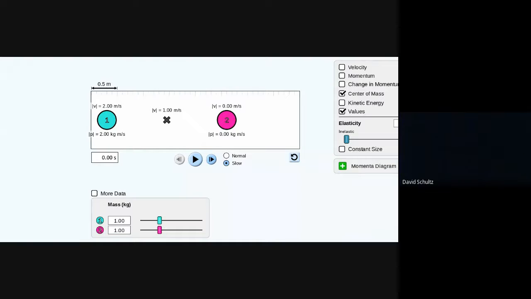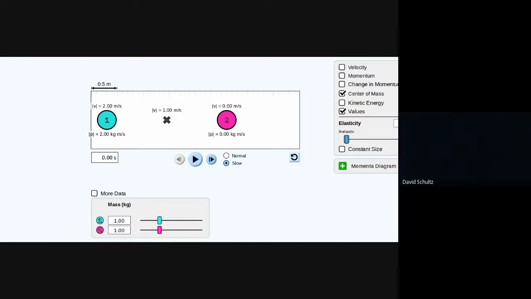Hey everybody. In this video, I just want to show you how the center of mass of a system of two objects will follow Newton's first law, and that center of mass will continue to move at a constant velocity before and after a collision or an explosion or any interaction in an isolated system. So just a really quick review of an actual case here.